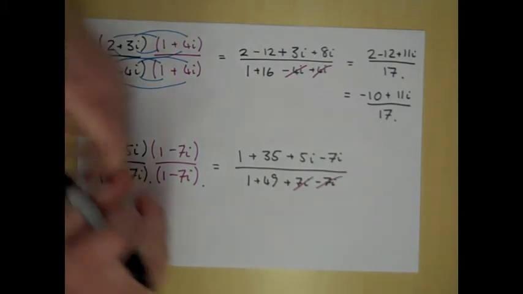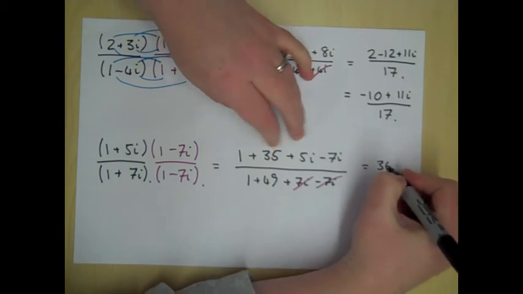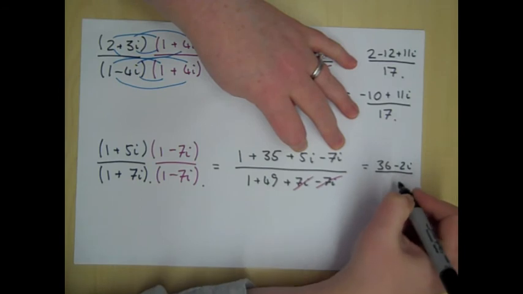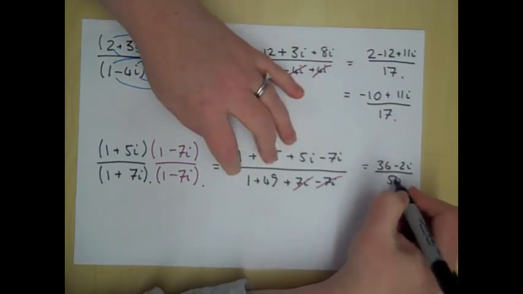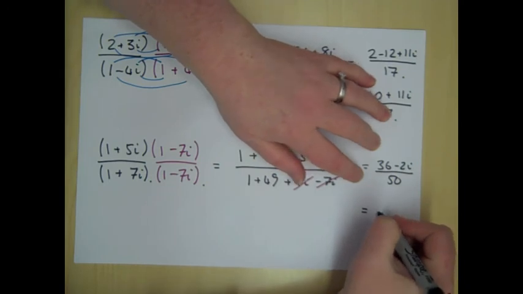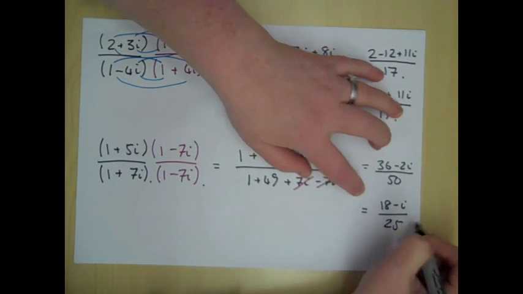And so this is going to simplify to 1 plus 35 is 36. 5 minus 7 is minus 2i, so 36 minus 2i over 50. And that will simplify down. I can divide everything here by 2. That's going to be 18 minus i over 25.